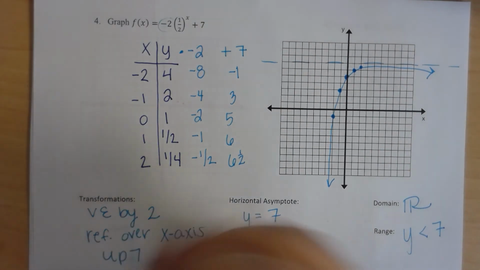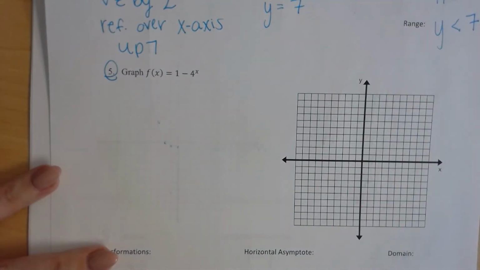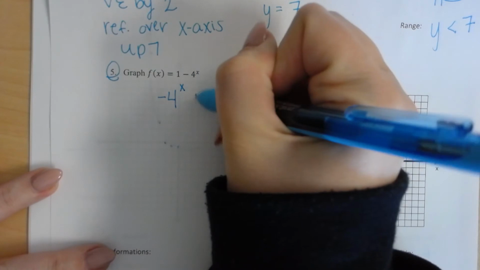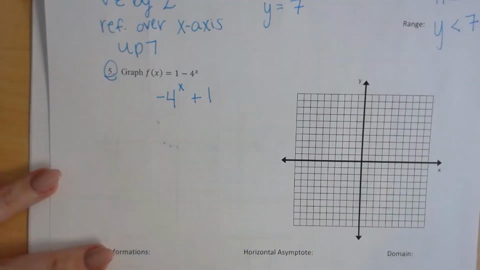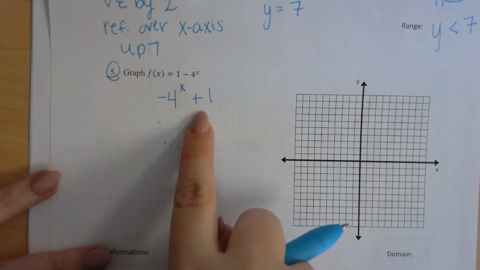Okay, I'm going to leave number 5 for you to try on your own. Keep in mind with number 5, this is like saying -4 to the x plus 1. These are the same thing. So make sure you pay attention to what your transformations are here.